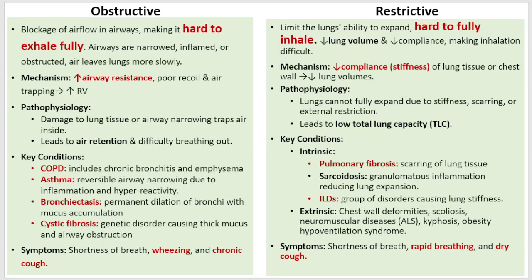On the other hand, restrictive lung diseases limit lung expansion due to stiffness, scarring, or external restriction, reducing lung volumes and compliance. Intrinsic causes include pulmonary fibrosis, sarcoidosis, interstitial lung diseases, while the extrinsic causes include chest wall deformities because of maybe scoliosis and kyphosis, neuromuscular disorders like ALS, and obesity hypoventilation syndrome. While the symptoms include rapid breathing, dry cough, and breathlessness. So, in summary, obstructive lung diseases block airflow out and restrictive lung diseases limit airflow in.